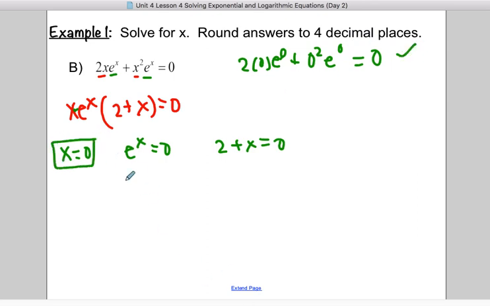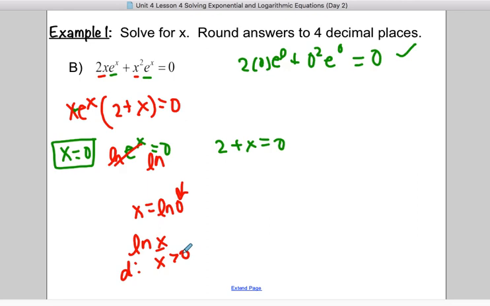Now the next one, we need to solve for x, so I would ln on both sides. These will cancel, so I'll have x equals ln of 0. If you type this into your calculator, once again, you are going to get non-real answers because you cannot plug in 0 to your natural log function. The domain for this is that x has to be greater than 0. Can't be negative, can't be 0. So that one gives us no information.